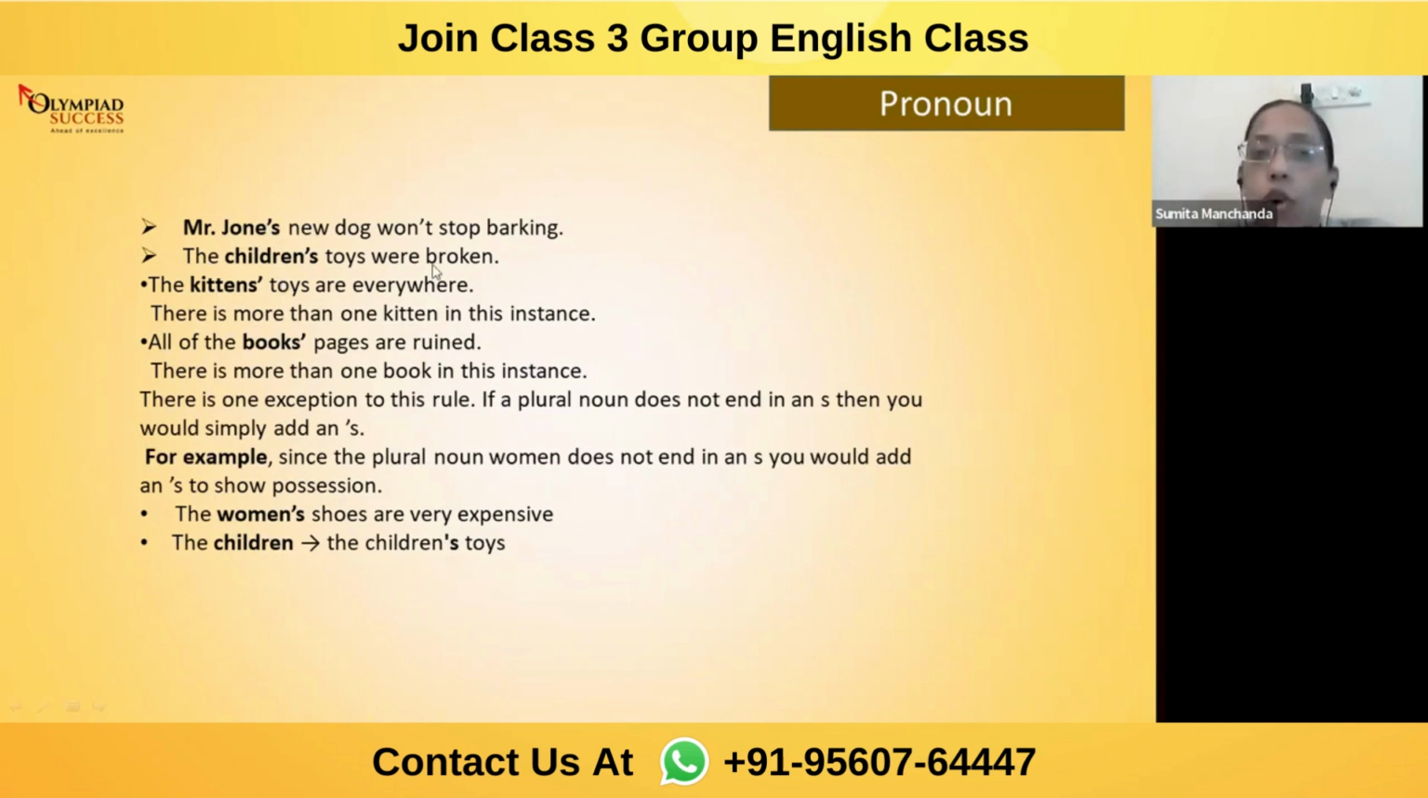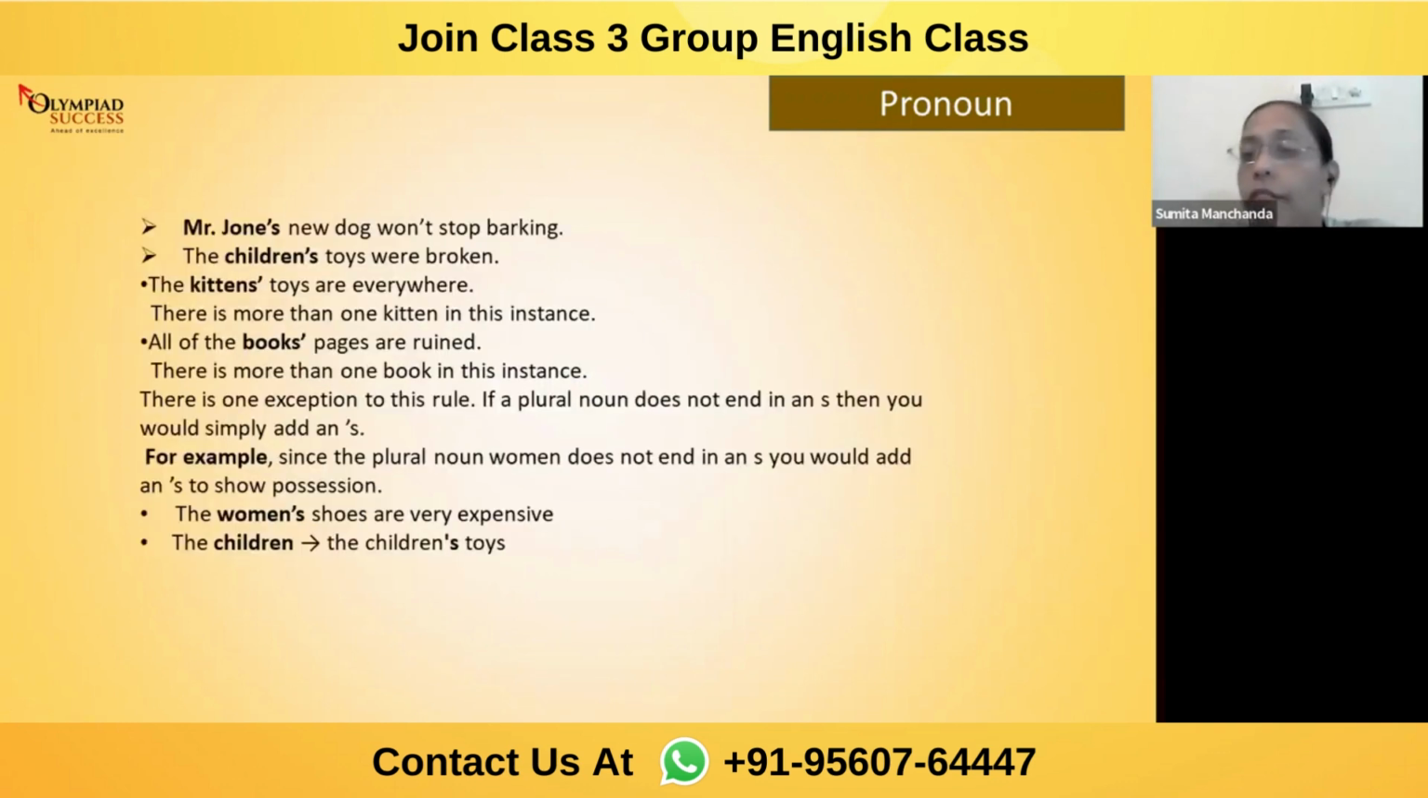The children's toys were broken. Now again, I'm talking about children. Children itself is a plural. So you can't say children-s and then apostrophe S. That's wrong. We can't add S when I'm talking about children. So I'm going to add apostrophe and then S. This is the rule.